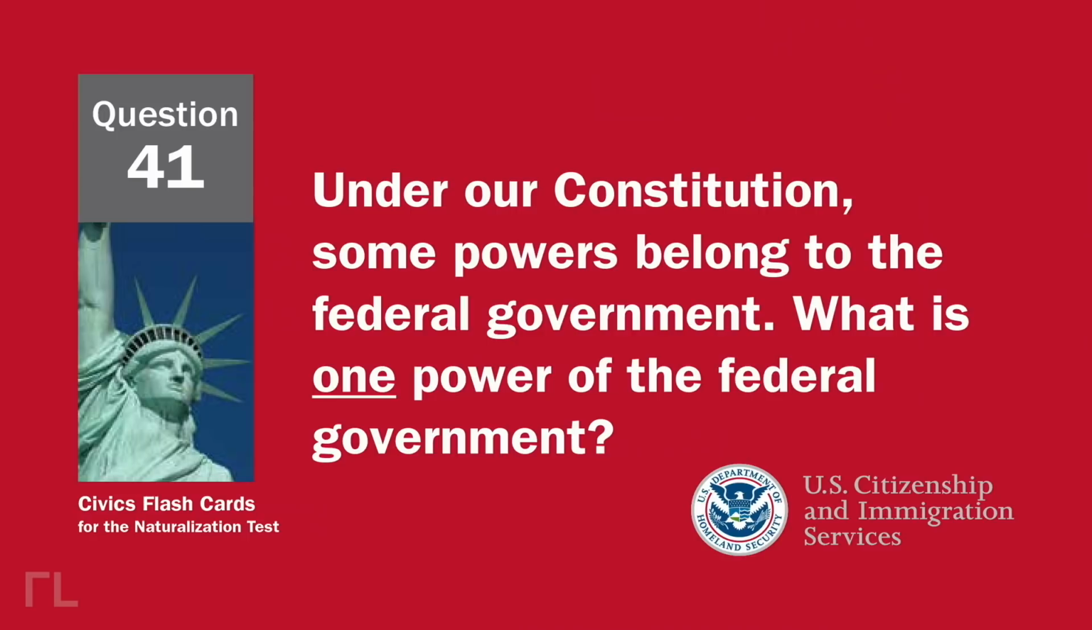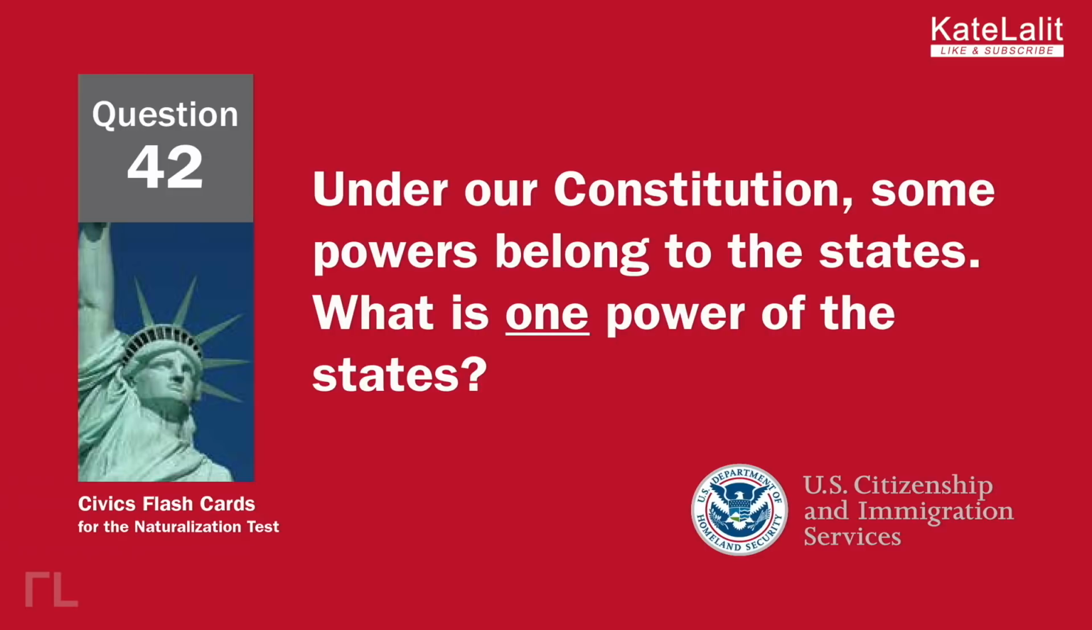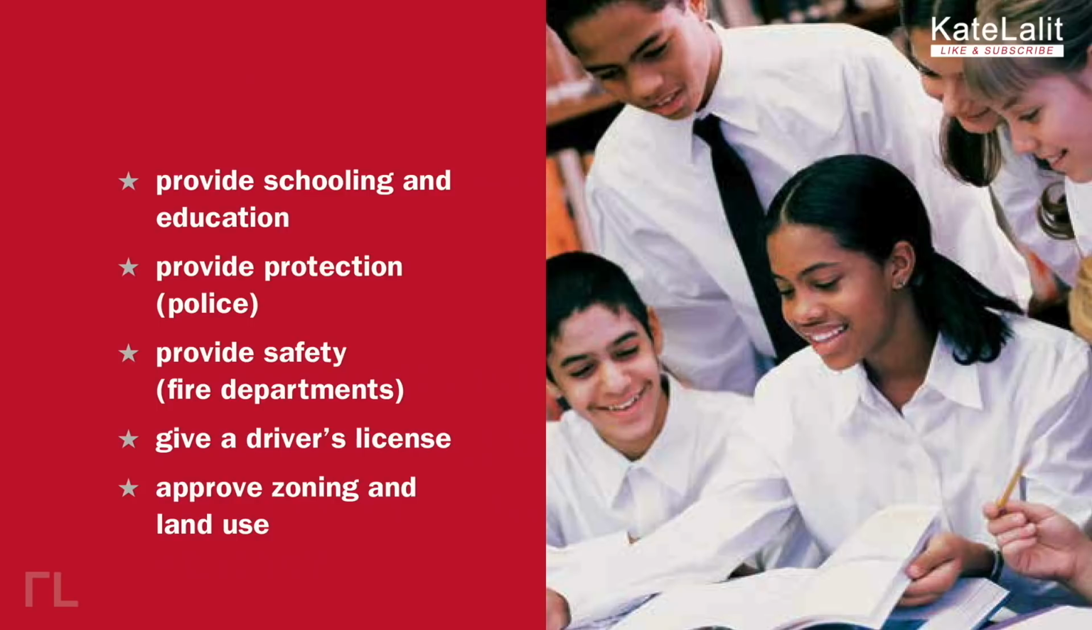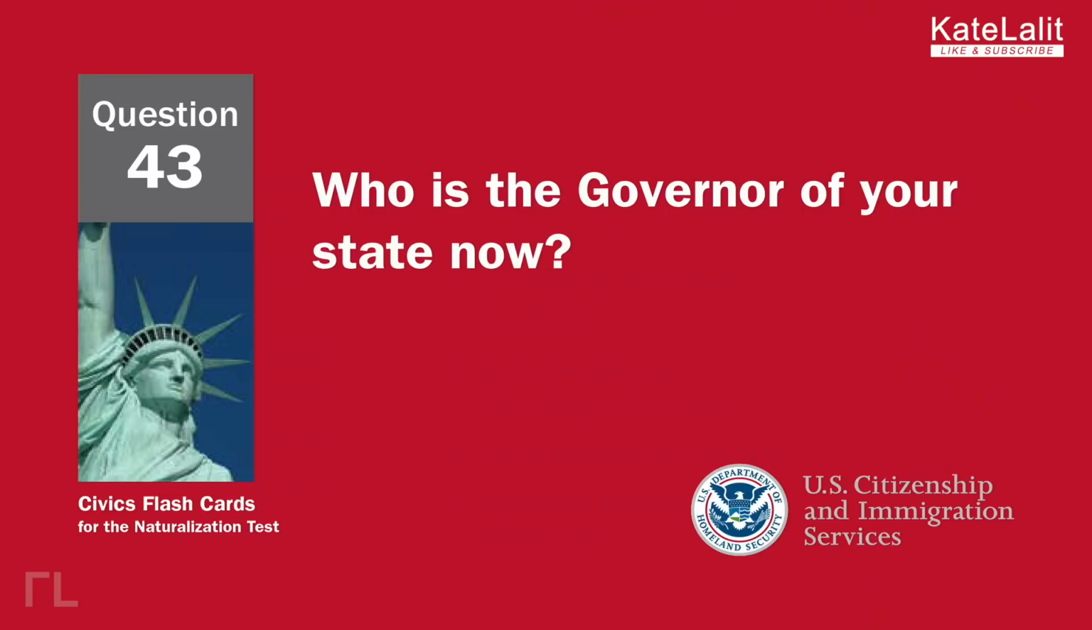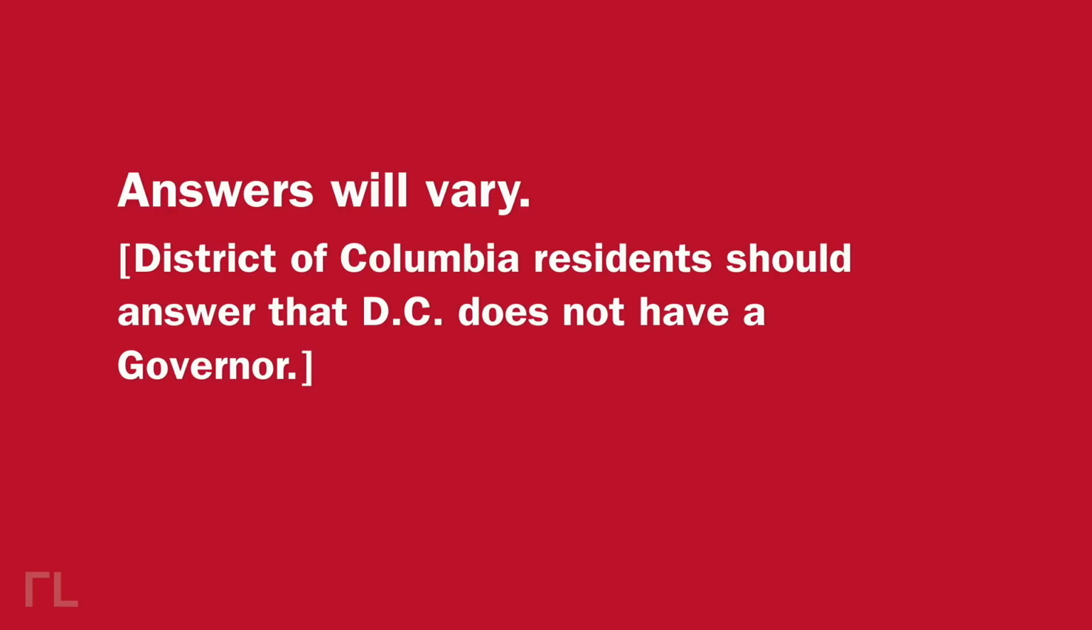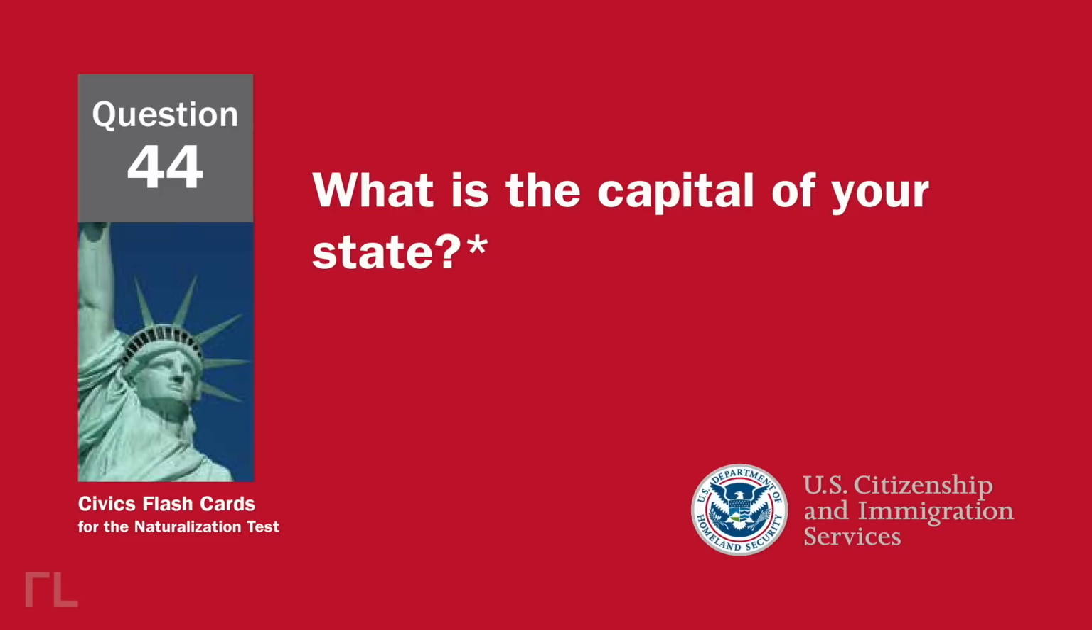Under our Constitution, some powers belong to the federal government. What is one power of the federal government? To print money. Under our Constitution, some powers belong to the states. What is one power of the states? Provide schooling and education. Who is the governor of your state now? Answers will vary. What is the capital of your state? Answers will vary.